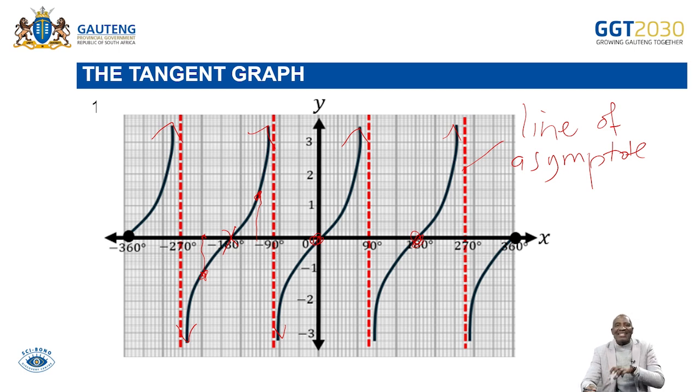And all these branches are trapped between special lines of asymptotes, those red lines. And again, if you look at those red lines, they appear after every 180 degrees, meaning this gap here is 180 degrees. This gap here is 180 degrees. That's how it behaves. Same applies to the intercepts. It's also 180, 180. That's our tangent graph.